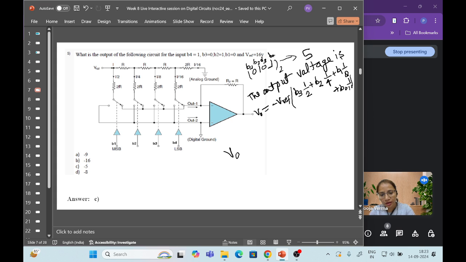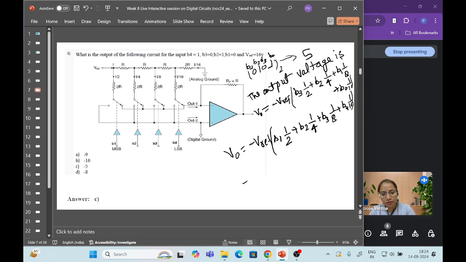So we can write it like this also, minus V reference is equal to, here the LSB is B4, and here it is B0. So we will write from this direction. Okay. So B1 1 by 2 plus B2 1 by 4 plus B3 1 by 8 plus B4 1 by 16. Okay, in the normal case B0 is the LSB, but here B4 is the LSB, so we have to write in terms of our question.